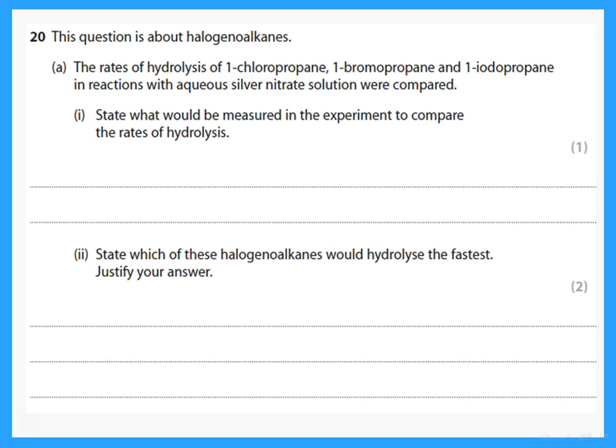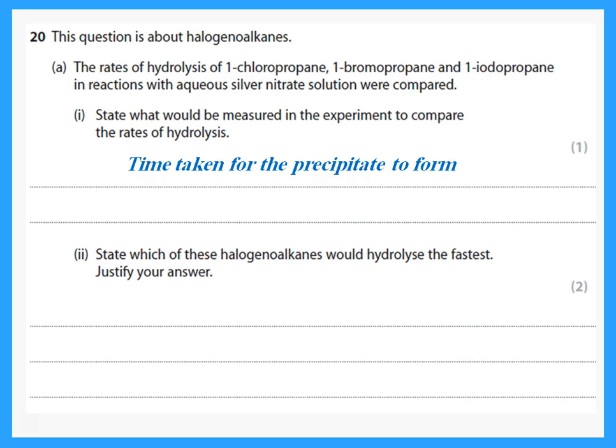This question says the rates of hydrolysis of 1-chloropropane, 1-bromopropane, 1-iodopropane in reactions with aqueous silver nitrate were compared. State what would be measured in the experiment to compare the rates of hydrolysis. Okay, we're trying to determine how fast the C-Cl bond, C-Br bond, C-I bond break when we react it with silver nitrate. Remember that when we react all of these with silver nitrate, they give precipitates. So what we are measuring is the time taken for the precipitate to form.